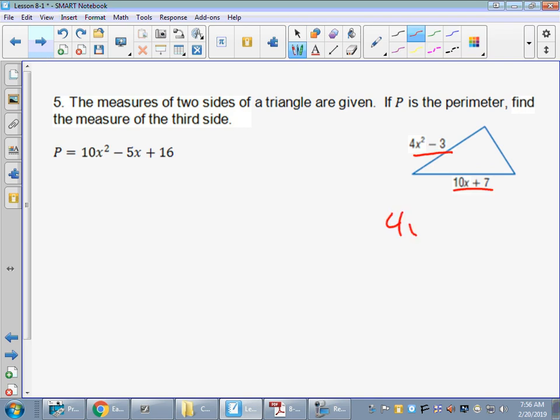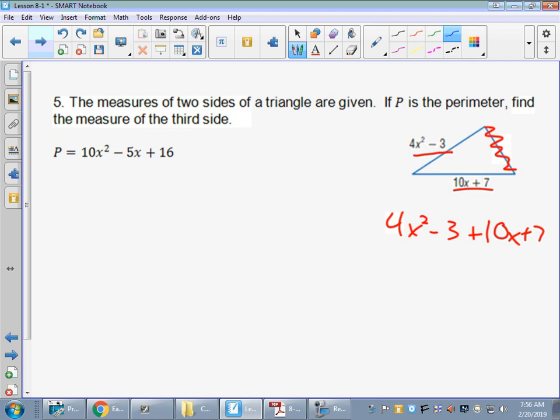We got a 4x squared minus 3 plus 10x plus 7, because that gives us these two sides. We don't know that side, but we can find that later. So let's first look at this and say, is there anything now that we can combine? Because we're adding, we don't have to worry about distributing. So we're in good shape. Is there another 4x squared? No, there's not. Is there another 10x? No. So those are going to stay the same.